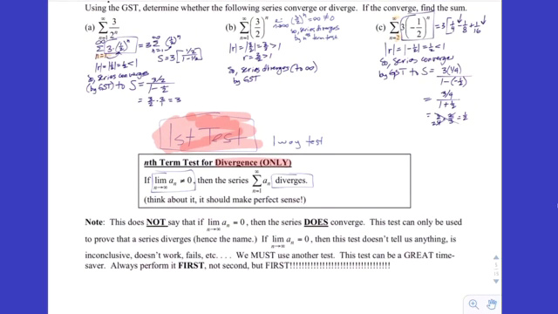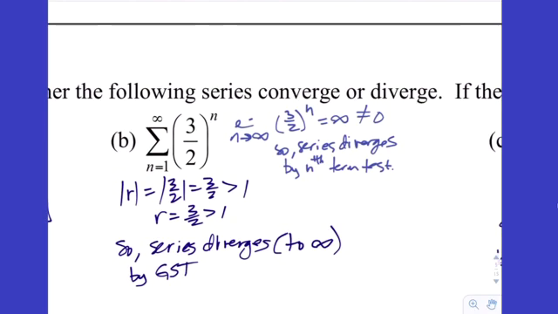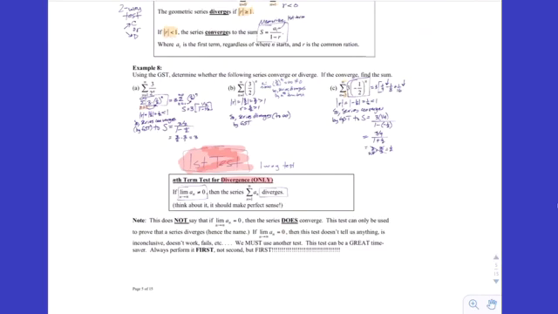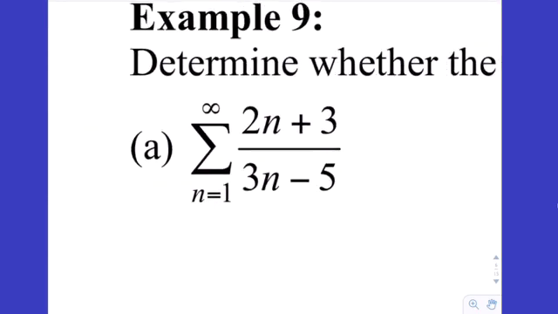So if this were a problem that you came upon in the future, and you didn't recognize it as a GST, you could have done the nth term test and gotten the same answer. All right, so now example 9a. We've got the infinite series, the sum as n goes from 1 to infinity, of 2n plus 3 over 3n minus 5.